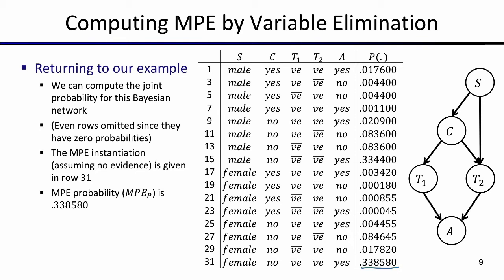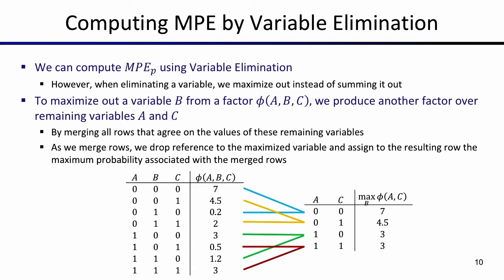And the MPE assignment, in this case, we are assuming no evidence at all, right? So we are considering all variables. And the MPE assignment is this one. It's female, no for the condition, and the two tests are negative, and yes, indicating that the two tests have the same outcome.